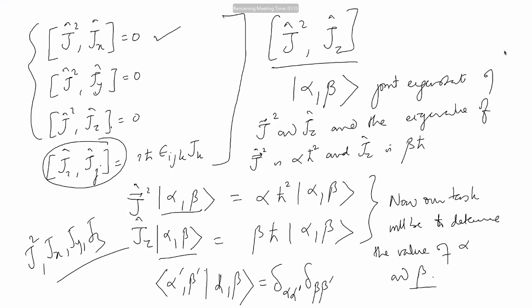Is it clear or not? Yes, sir. Okay, what I am telling you is that this is just a choice, and the conventional choice is that we take J square and Jz. But you are free to do that for Jx or Jy.